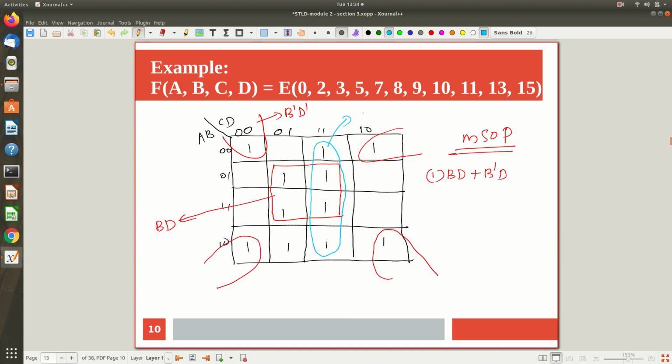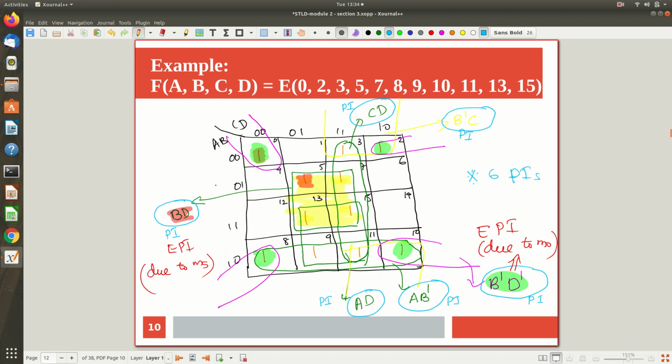It was CD, right? So CD is one possibility. When I add the CD, this one is still remaining. To include this one, again I am getting multiple choices. I can either have this group, or I can have this horizontal group. Suppose I go with this grouping. What is this last one? It corresponds to AD, right?